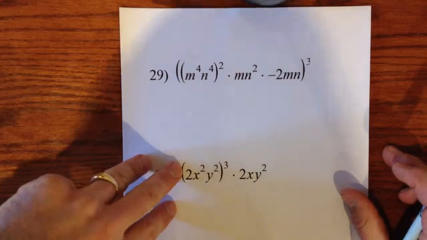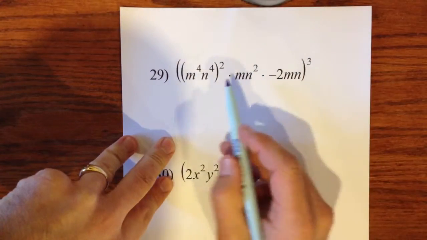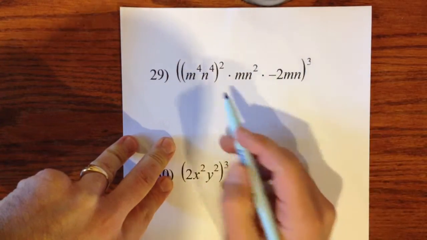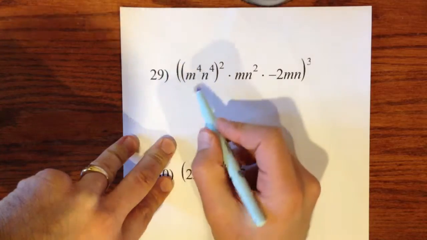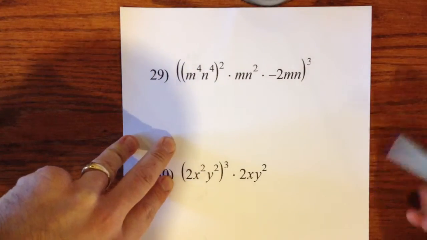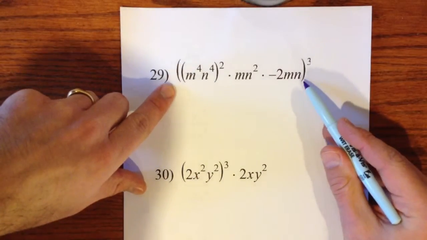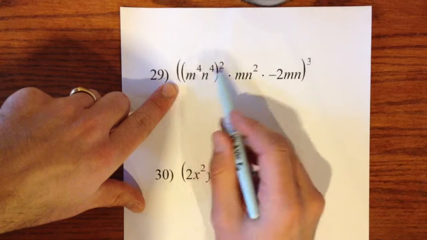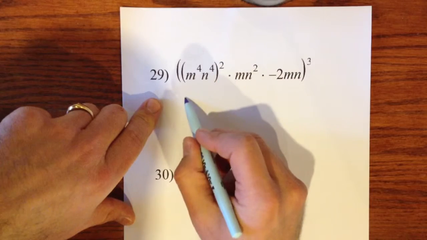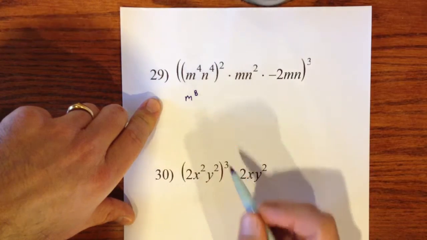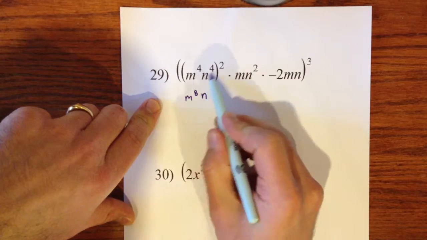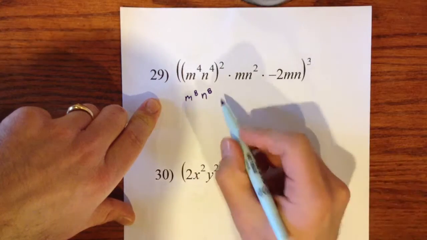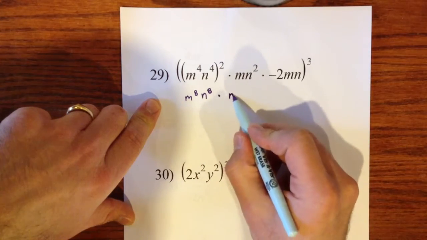Okay, number 29, this is a good one. We have everything in here to the 3rd power, but before I do that, I'm going to simplify what's inside of the outer brackets first. Alright, so here we go. I'm going to do this one first. So m to the 4th squared is m to the 8th, and then n to the 4th squared is n to the 8th, times, and I'm going to rewrite this.